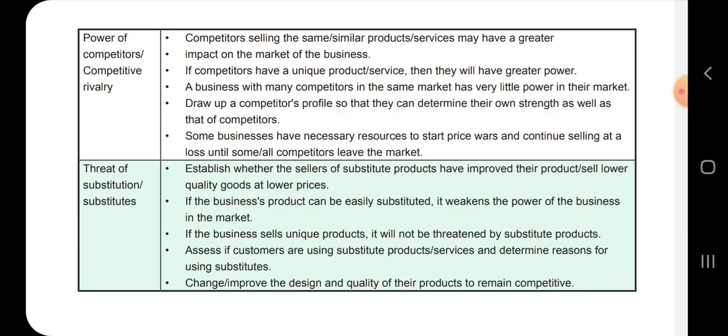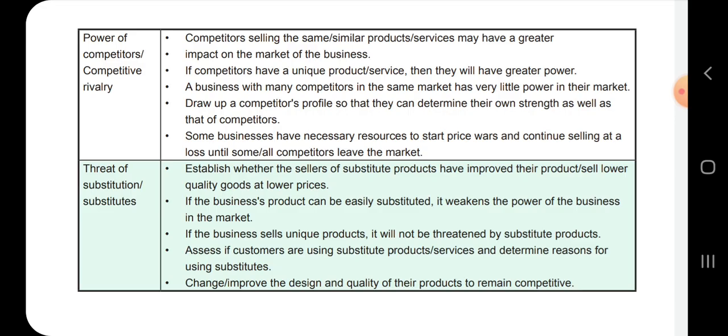Competitors selling the same or similar products may have a greater impact on the market of the business. So maybe the old competitors are known by everyone, and they are able to even influence customers on where they should buy. So if competitors have a unique product or service, then they will have greater power. So if something is unique, you have greater power. A business with many competitors in the same market has little power in the market.